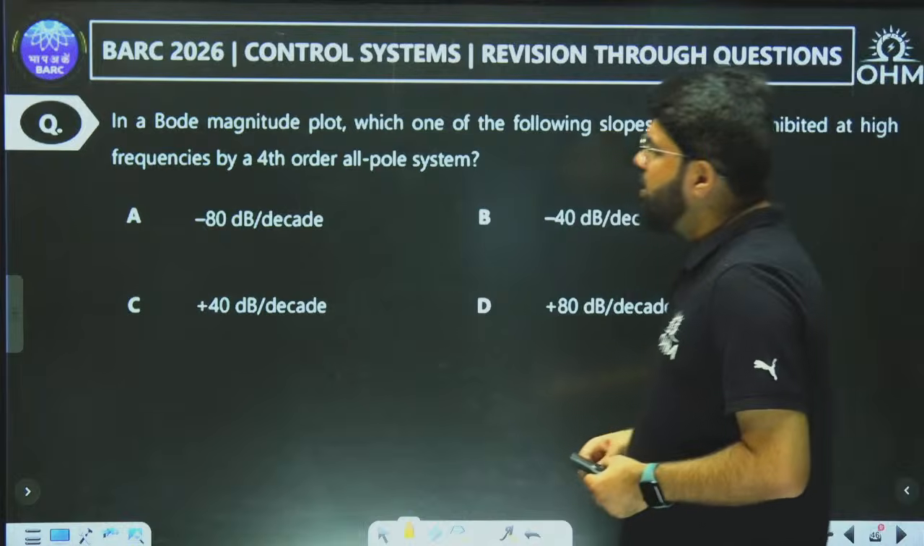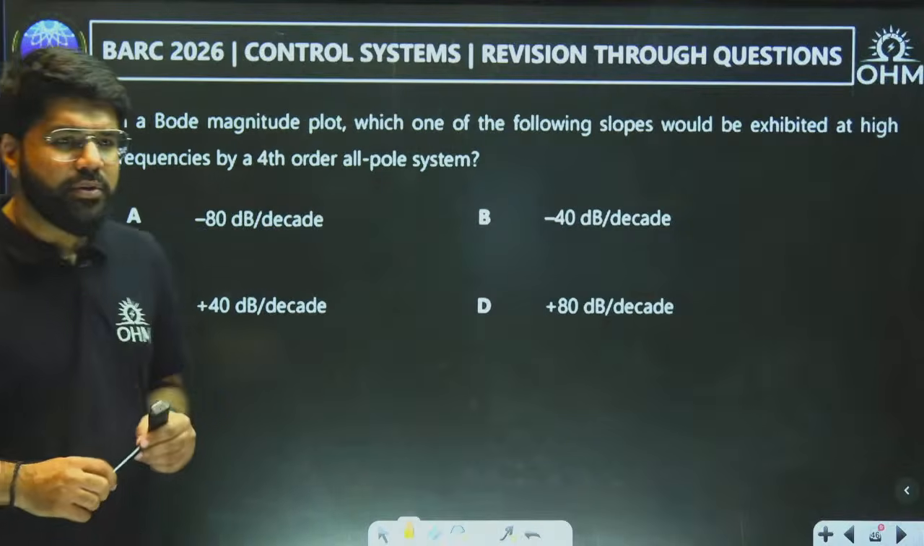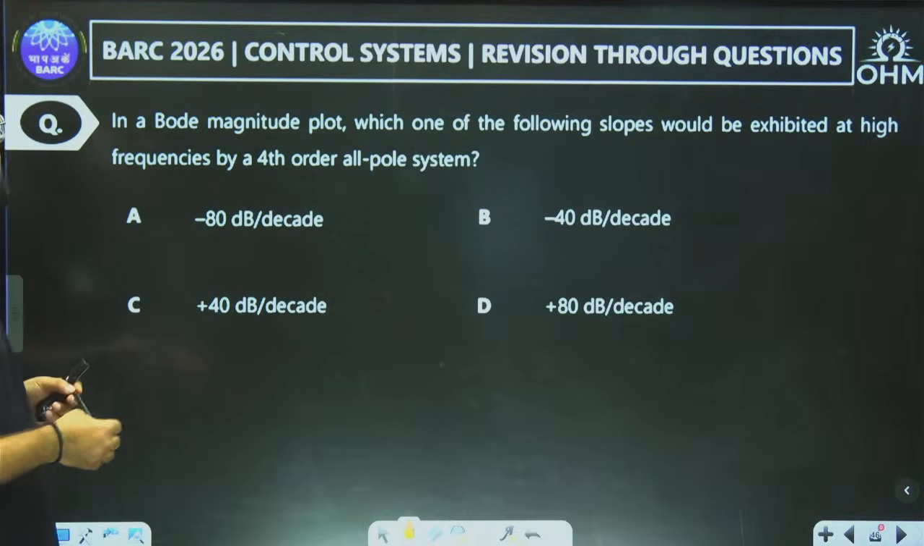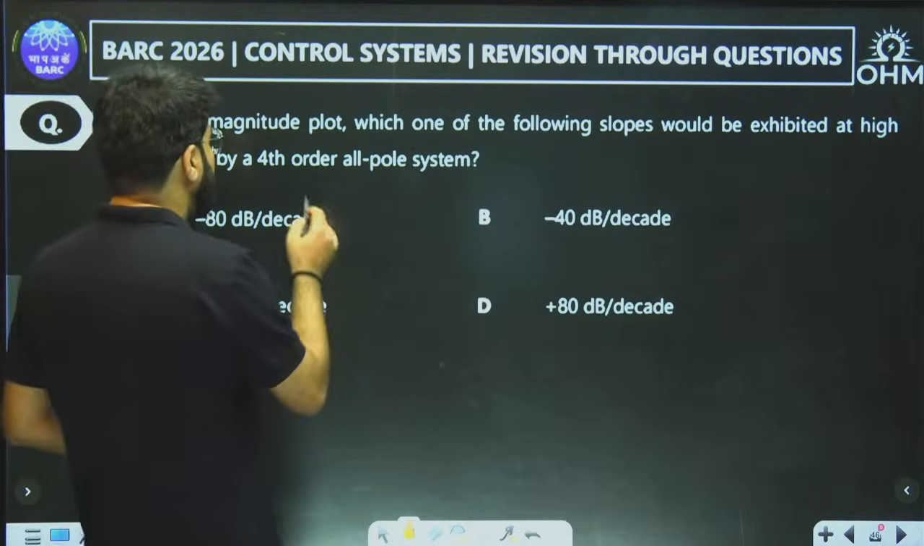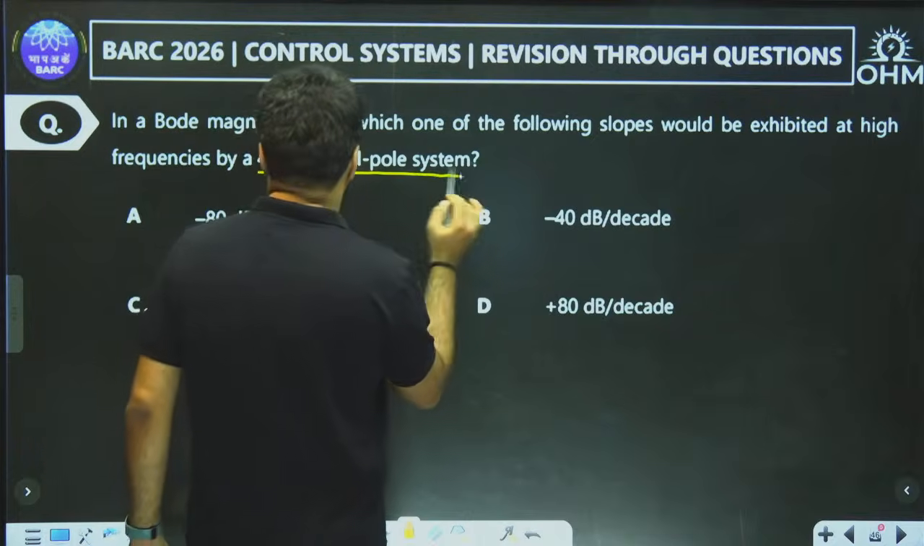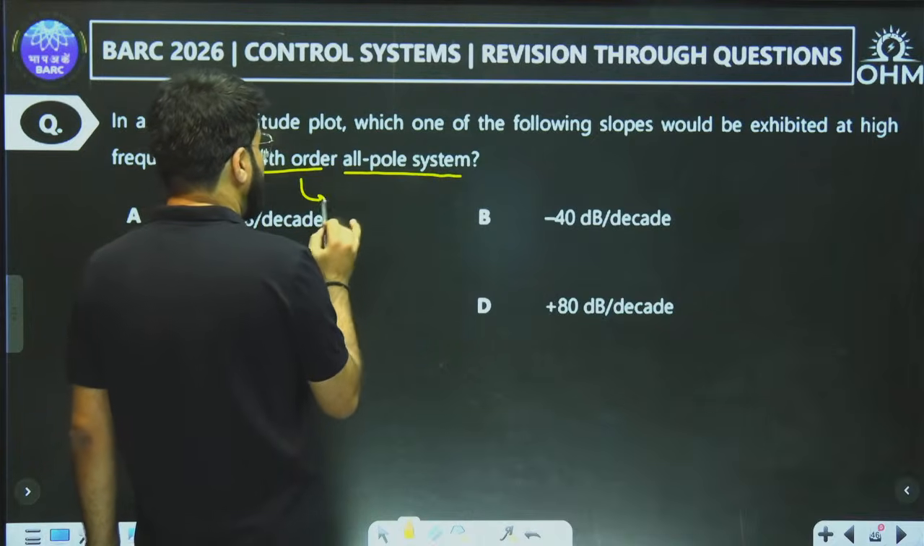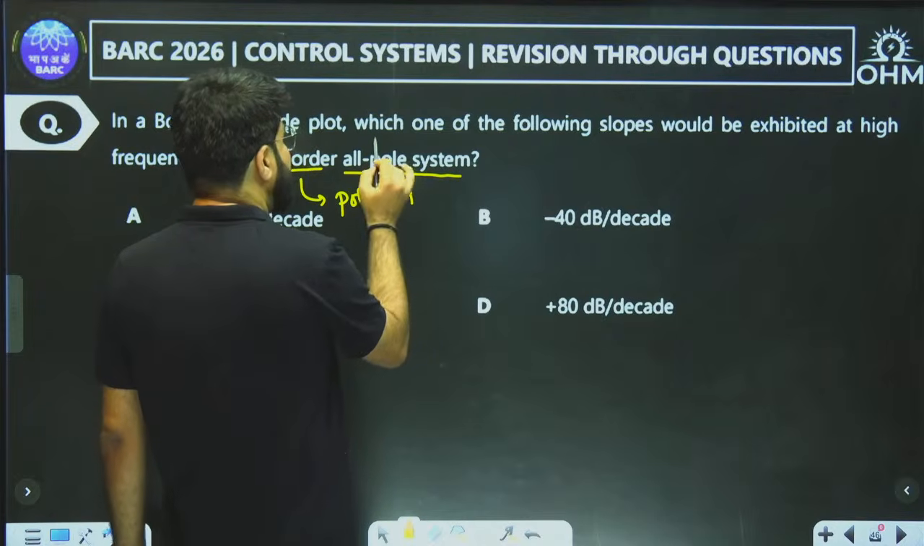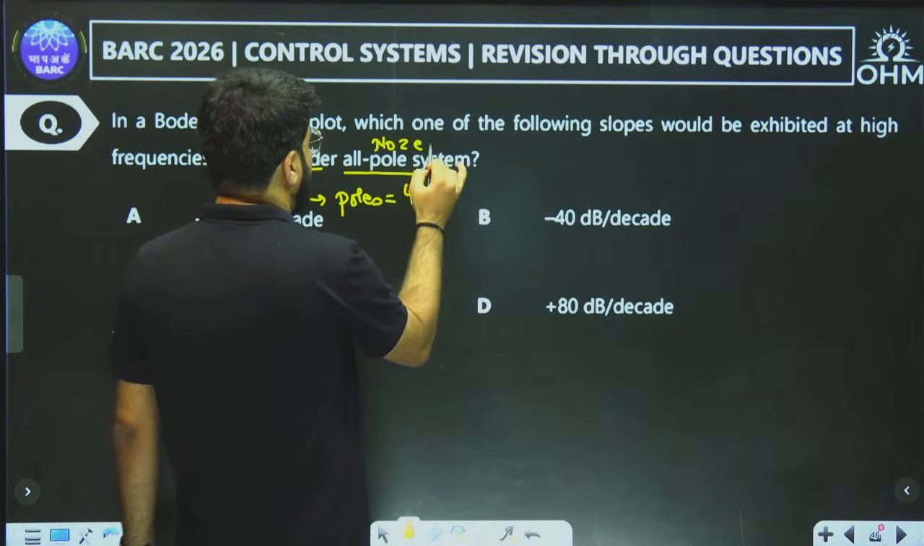Okay. A simple question here. In the Bode magnitude plot, which one of the following slopes would be exhibited at high frequency by a fourth order, all-pole system? Now, if it is fourth order, that means how many poles? 4. And because it is all pole, very clearly no zeros.